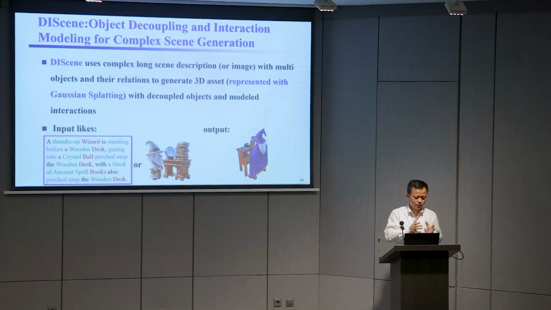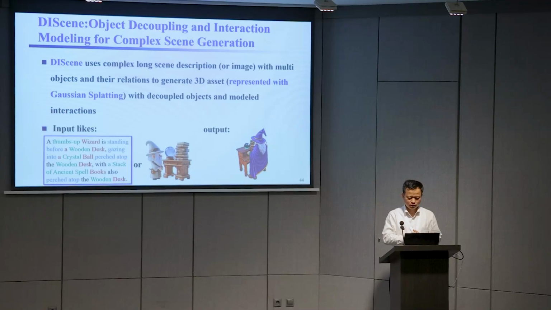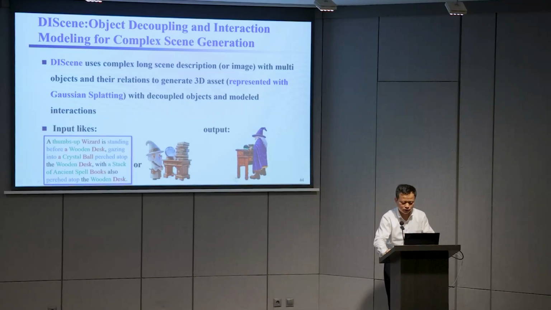He proposed a concept called DI-Scene. So DI-Scene uses complex long scene descriptions with multiple objects and their relations to generate 3D assets, represented with Gaussian splatting and with decoupled objects and modeled interactions. So the input is some text. You use a large language model. So you input some language text, or you input a picture, and we can generate a 3D model, 3D scene, 3D models. So input is text or image.